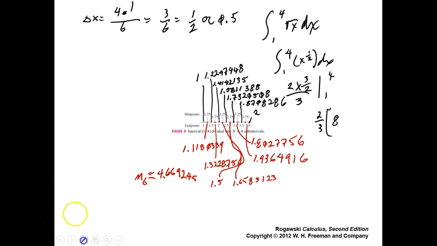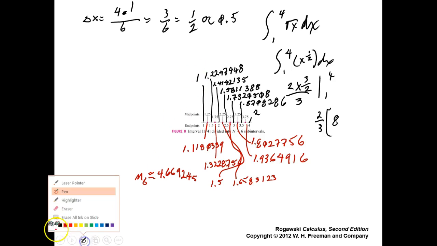Well, I can't get my pen to work. Okay. Yuck, I can't get my color to work.